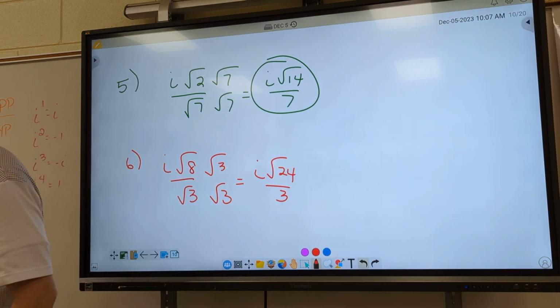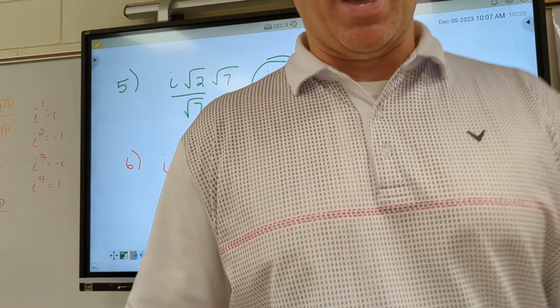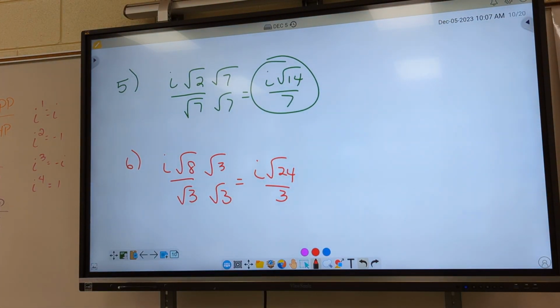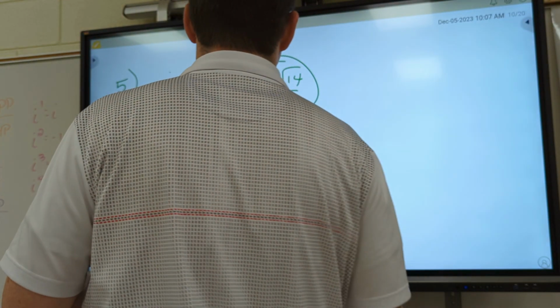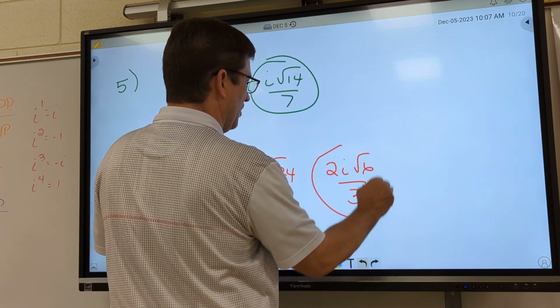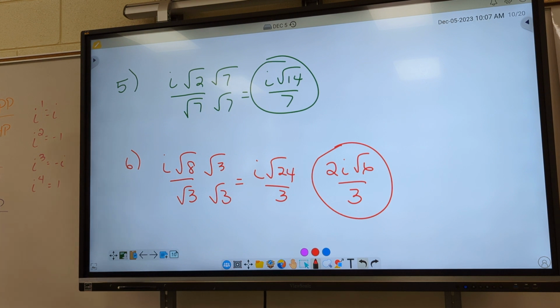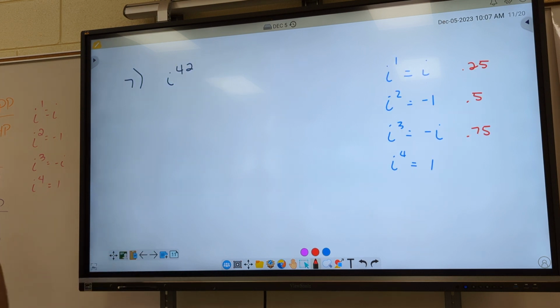So take your calculator, type in root 24 over 3. You can't put the i in. Let's see what it gives us. Square root 24 over 3 is 2 root 6 over 3, so that's going to be 2i root 6 over 3 when you're done. All you got to do is type it in. This is too much. All right, now let's go to 7.